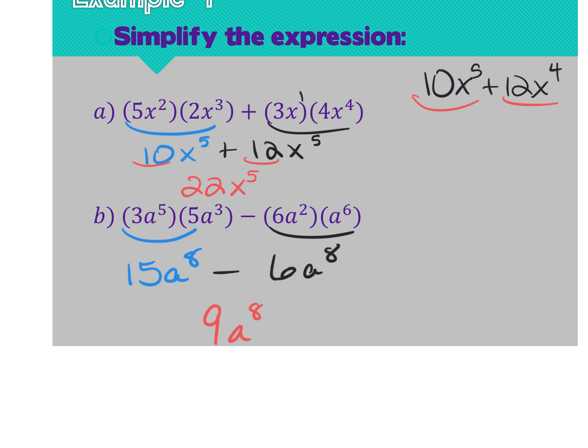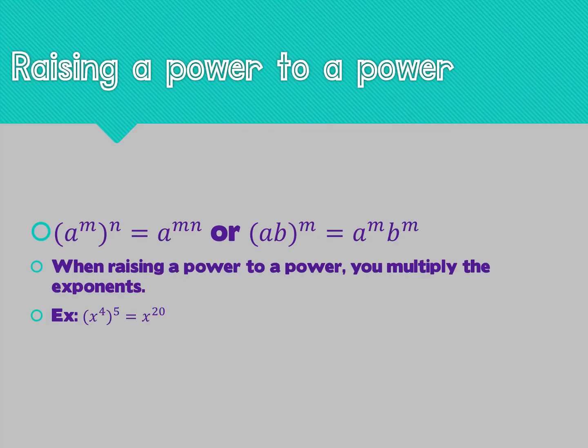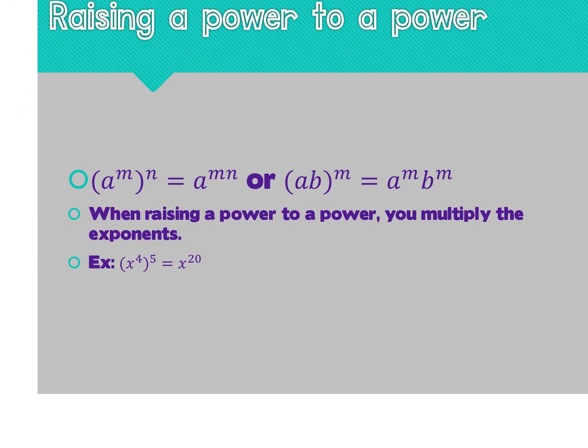A new rule. Next one is called raising a power to a power. So whenever you have a power raised to another power, we're going to multiply the exponents. So in this particular example, we have a to the m raised to the n power. We take that power or that exponent of m and multiply it to the n. Same thing on this one. This power of m or exponent needs to go to both. And that's why it becomes a to the m, b to the m.